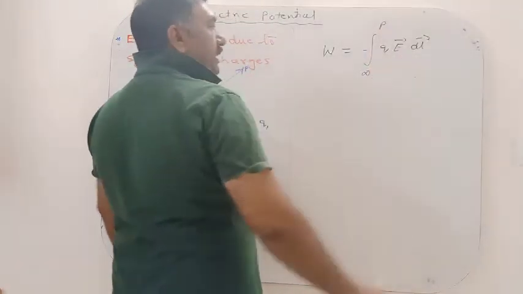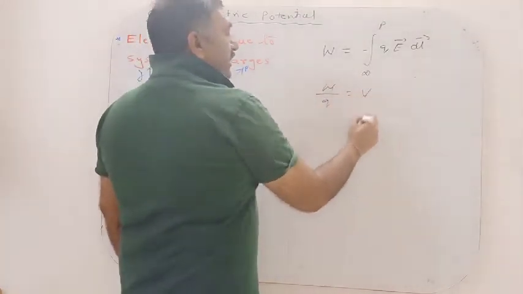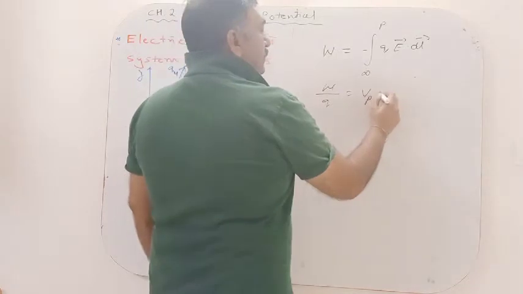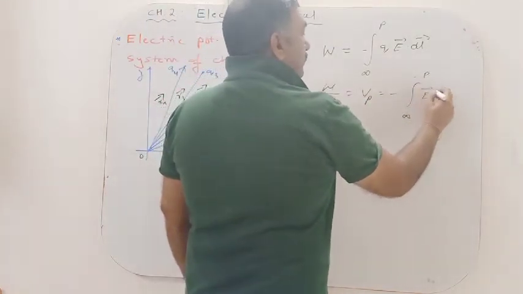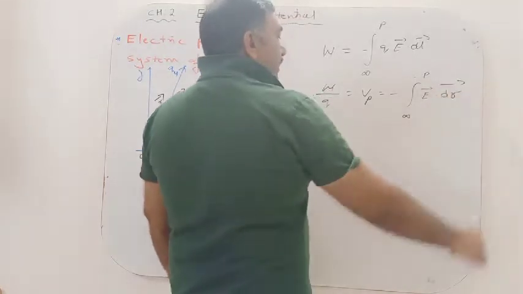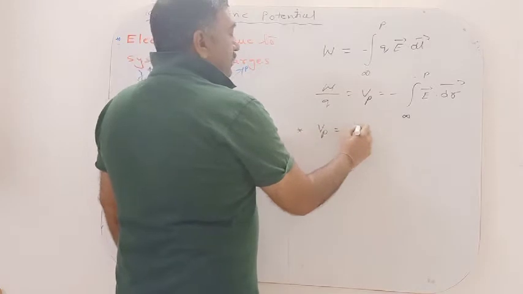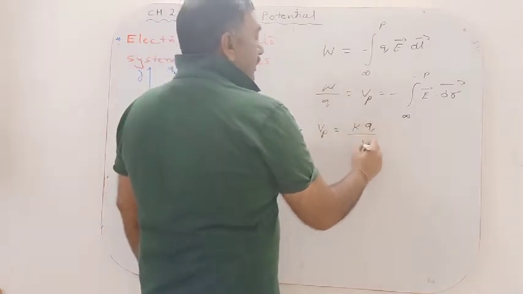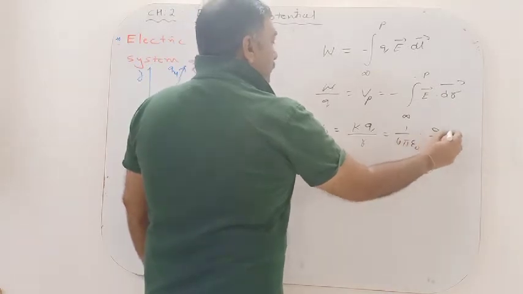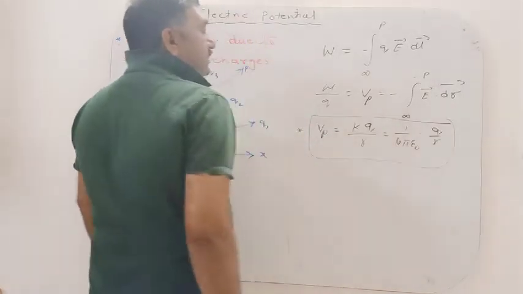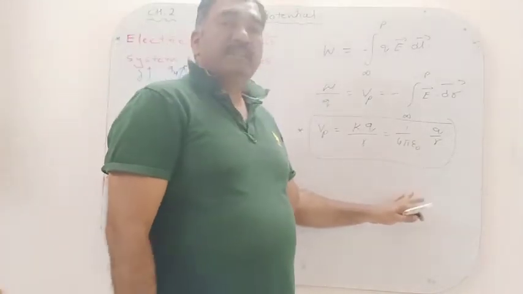from infinity to P, and the work done per unit charge is taken as the potential at point P. The basic formula is the line integration from infinity to P of E dot dr, and the formula for the potential at point P is kq by r, or 1 upon 4 pi epsilon 0 q by r. So last time we had discussed this. This is the formula for the potential due to a single charge.